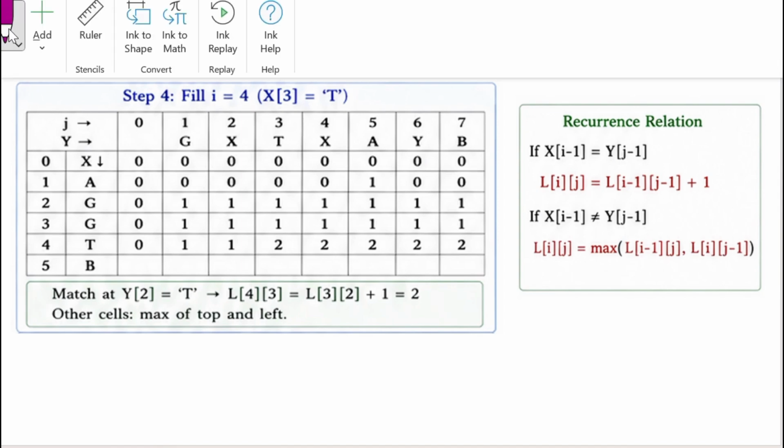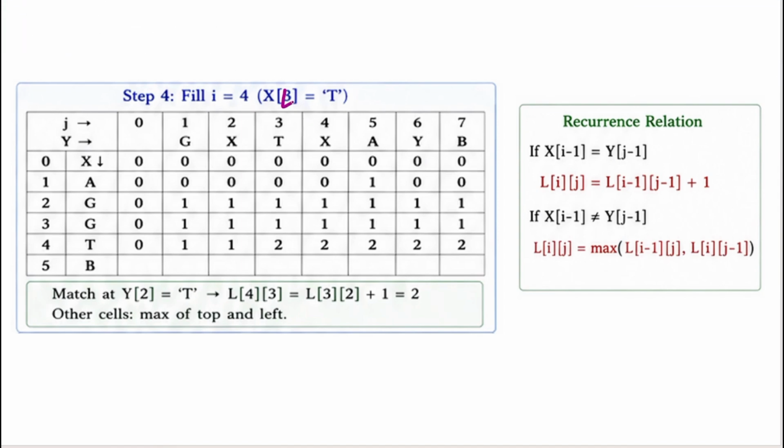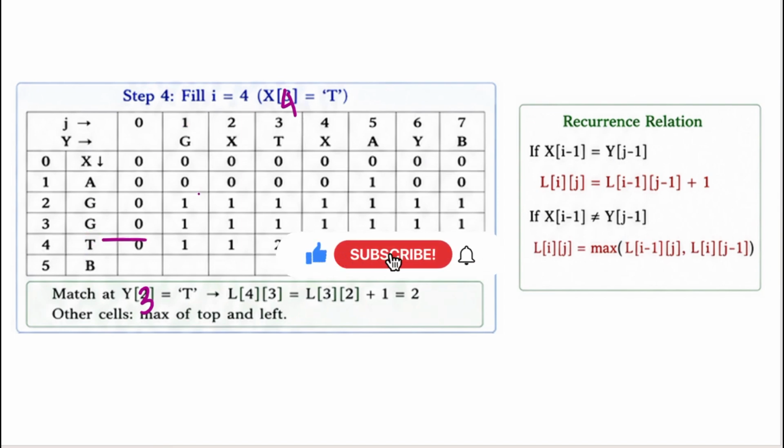In every slide one mistake is there. Here x4 is t, right? The fourth character of x is t. So compare with all the characters of y, but the third character of y matches with the fourth character t, right? So all other characters do not match with this particular character t. Here t is there, here g is there, not matching.